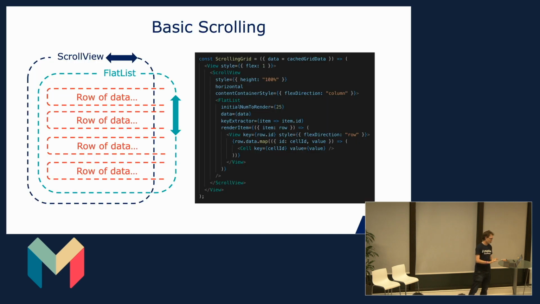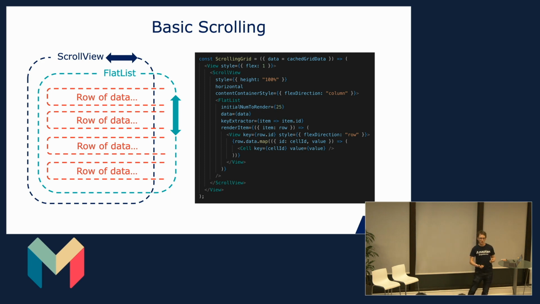So what does a basic scrolling grid look like? There's not a huge amount here. It looks a lot like the earlier piece of code, but that diagram that you can see that is describing how the components fit together is quite key here.